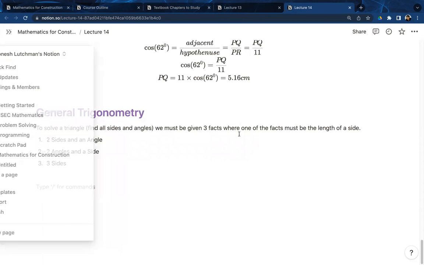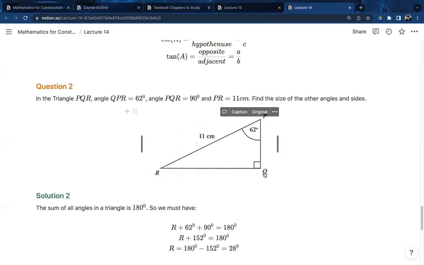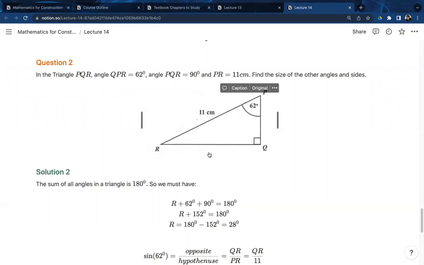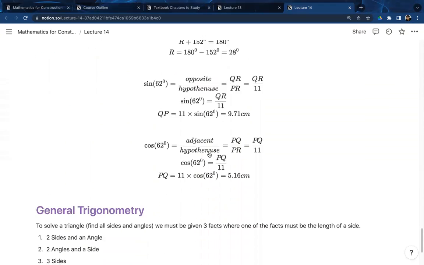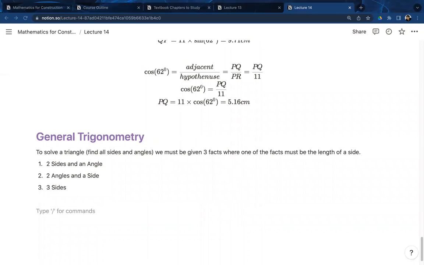So if you go back to this question here, what did we have? We had two angles, a right angle and a 62, and we had a side. That's easy, because knowing two angles, you could find the third one. But you need a side. If you don't have a side, then you don't really have a triangle. Okay? So in general trigonometry, this is what you should always try to understand. You need three things, and one of them must be a side. I can give you a triangle and say solve this triangle, but if you don't know any sides, there are infinite possibilities, basically.